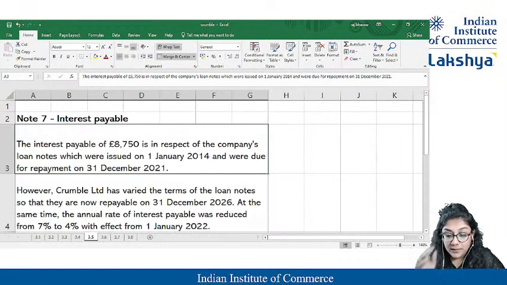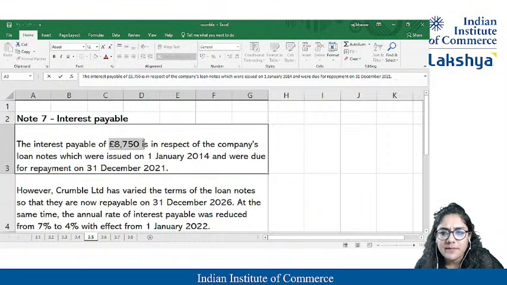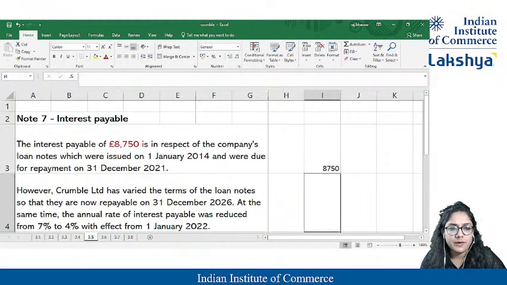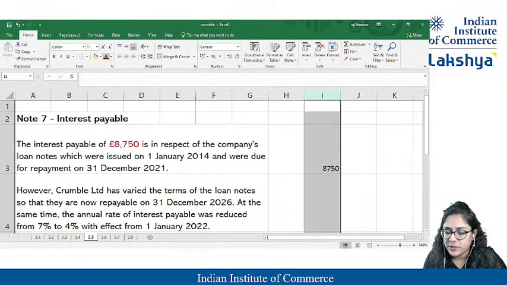Over here now we have to take care. We have to take these things at a greater pace. The interest payable is 8750, an interest that they have shown in respect of the company's loan notes, which were issued way back. So 8750 is perfect. There was no issue.